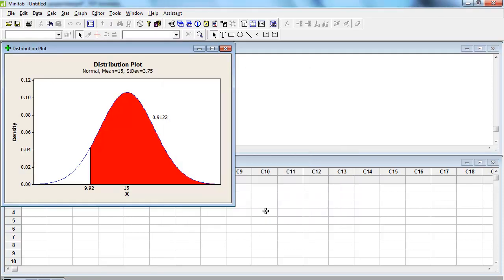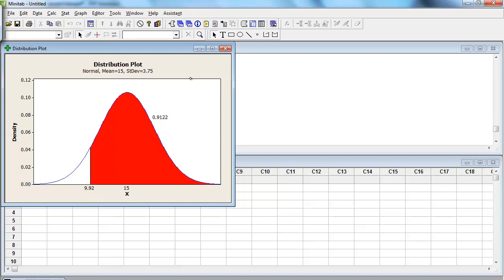And look at this, that's very nice. So here's 9.92. This is the area to the right of it, and you see it calculated 0.9112. We used the table. Minitab is integrating, so its answer is going to be more exact than ours, but you can see how they line up very nicely.